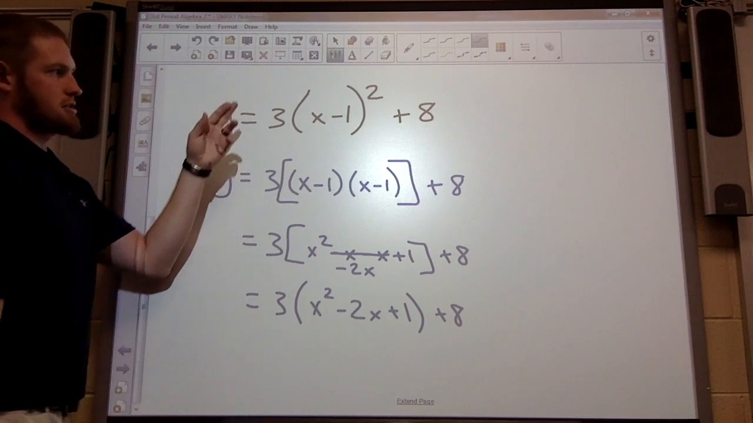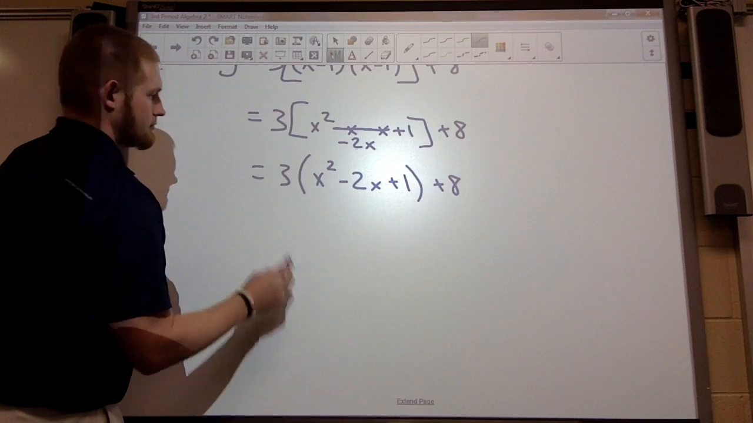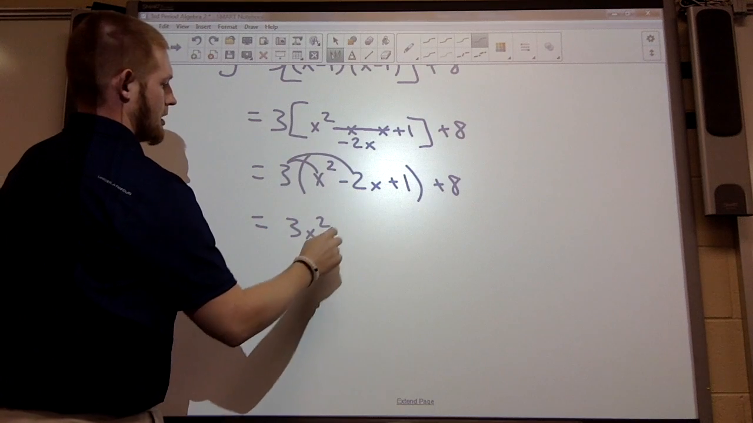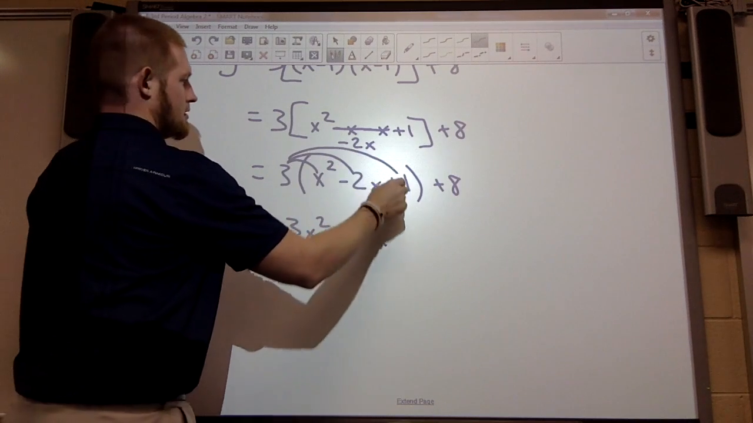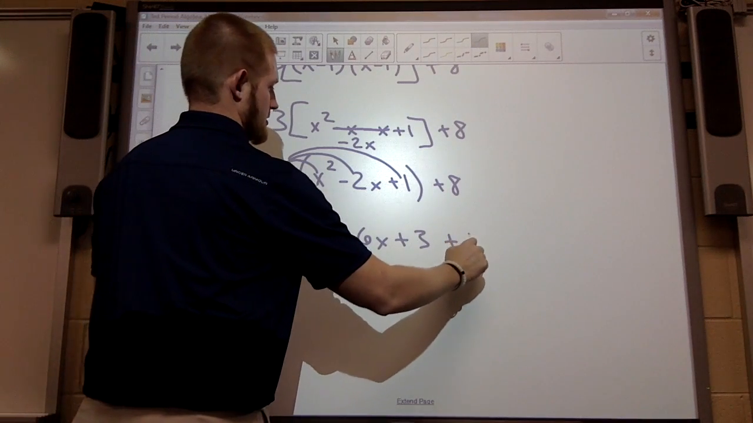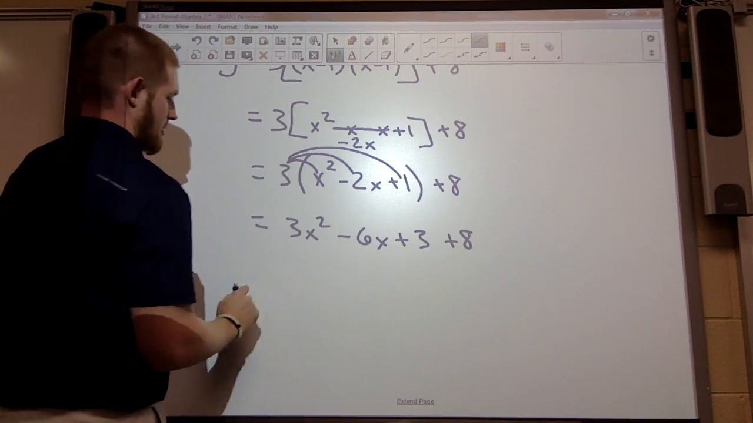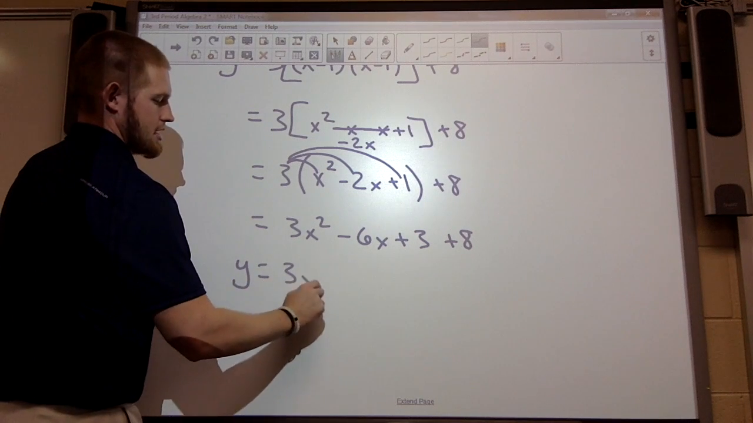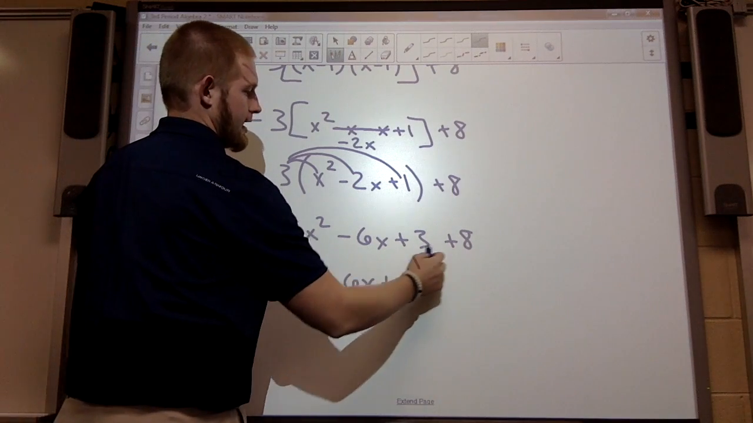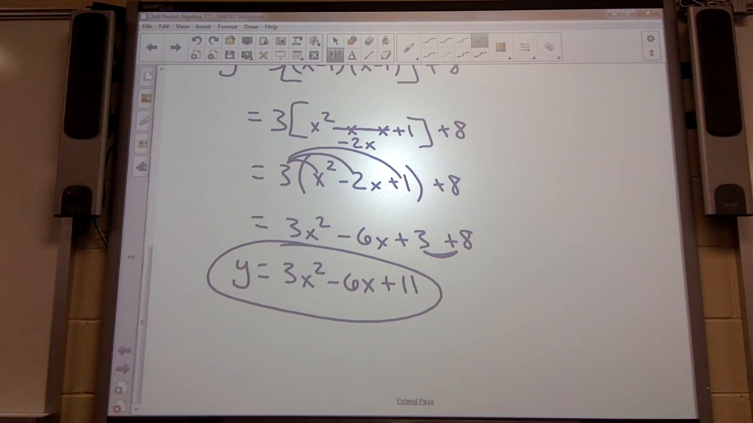Order of operations. I just did my exponents. Now I need to do multiplication and division. So we need to distribute here. So I have 3x squared minus 6x plus 3, and then plus 8. Make sure this 8 is not in parentheses, so don't multiply that 3 times 8. Now I can combine these two. My final answer, y equals 3x squared minus 6x plus 11. There's our answer in standard form.